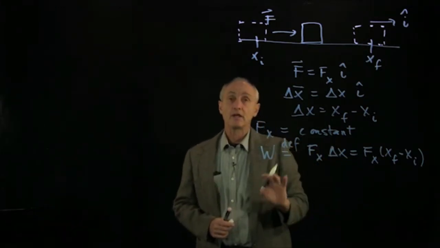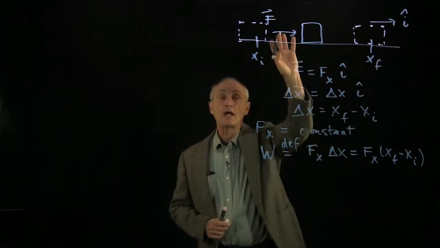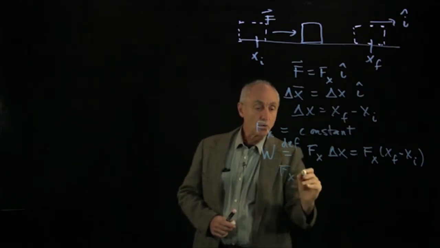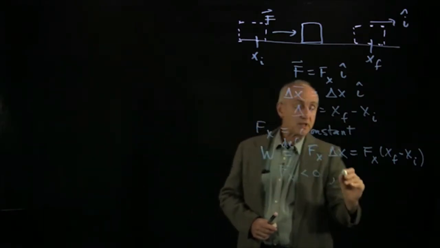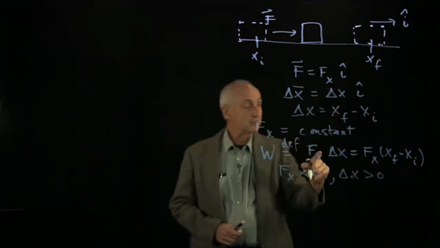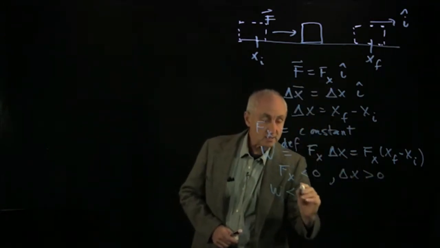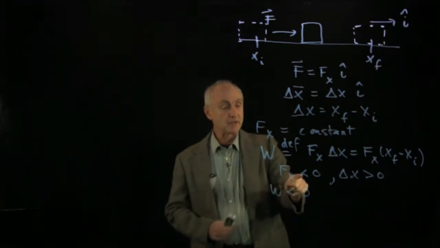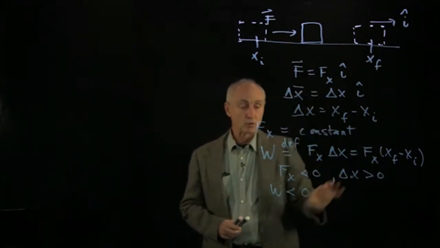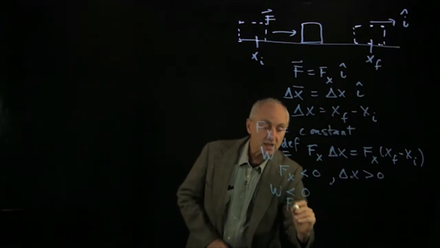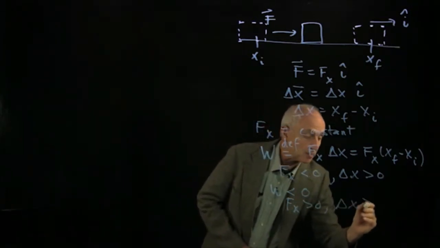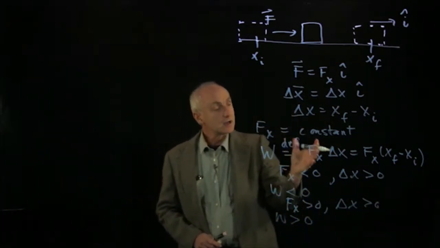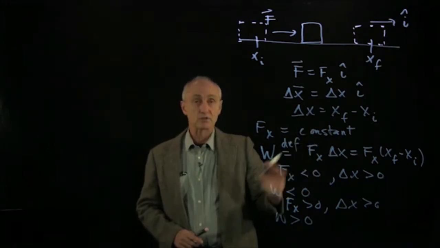Now, if we look at this, in our diagram, we drew our force in the positive x direction. But if our force, Fx, were less than 0, and our displacement was in the positive direction, then you can see that the work is negative. So if the force is opposing the displacement, and that's what would happen if Fx was pointing in the negative direction, the work would be negative. If Fx is positive and the displacement is positive, then the work is positive. So we see work is a scalar that has a signed quantity, positive or negative.